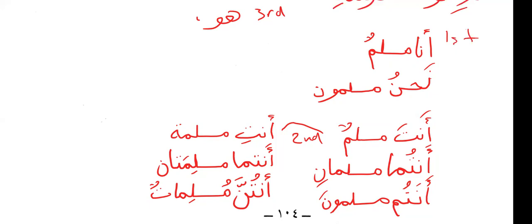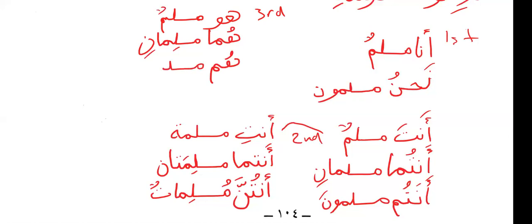In third person, always we say huwa. هو مسلم. Huwa Muslimun, which means he is a Muslim. طيب, then we say huma. هما مسلماني. So those two are Muslims. And in plural, hum مسلمون. And then we have feminine.